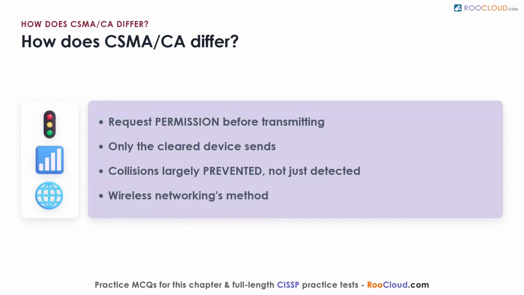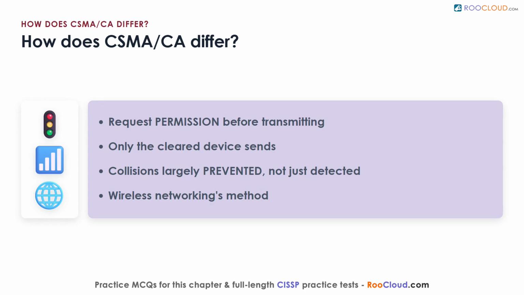By seeking permission before transmitting at all. Here a host listens, and if the medium is free, it requests permission to send rather than just sending. Only once permission is granted does it transmit, then wait for acknowledgement, starting over if none comes. Because only one device is cleared to talk at a time, collisions are largely prevented rather than merely detected.